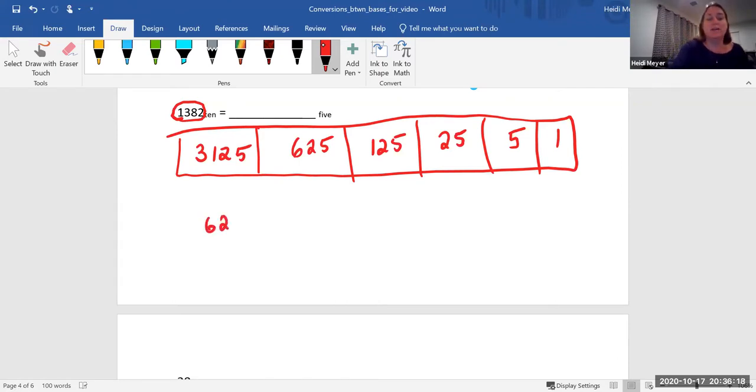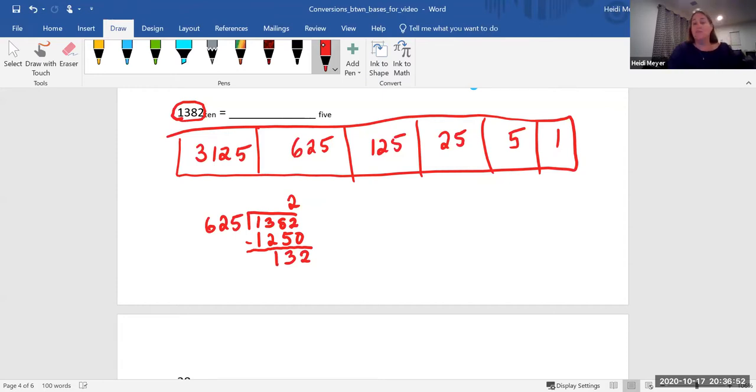So we're going to divide 625 into 1,382. And you know what? Not only does it go in once, but it's going to go in twice, right? 2 times 600 is about 1,200. So 625 is going to go into 1,382 twice. This is 1,250. You are welcome to use a calculator. Have it out and available, no problem.